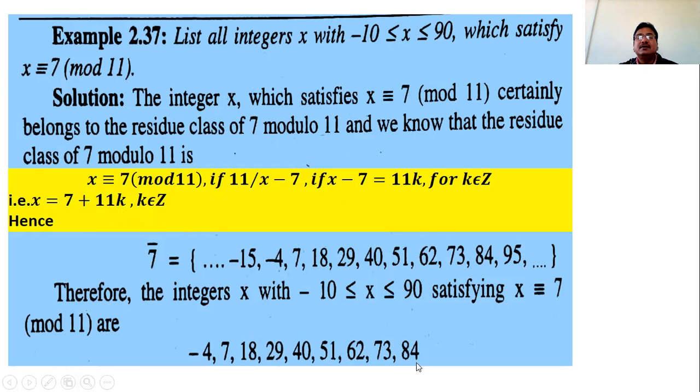And what are the elements of this 7 bar that lie in this range, minus 10 to 90? This minus 15 is not in this range. So from minus 4, then 7, 18, 29, 40, 51, 62, 73, and 84. 95 is not in this range, minus 10 to 90. So these are the integers which lie in this range and satisfy x is congruent to 7 modulo 11. So this is the example.